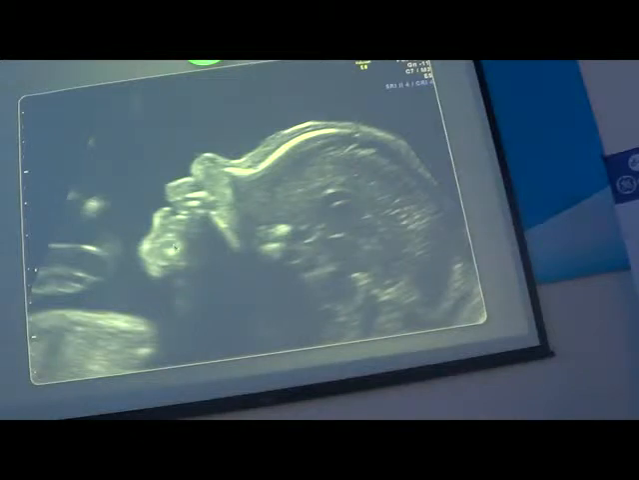This is a profile view with the nose. Here is the profile of the fetal face with the nose, the upper lip, the upper jaw and the tongue, the lower lip, the chin. And this is the nasal bone, the facial bone.